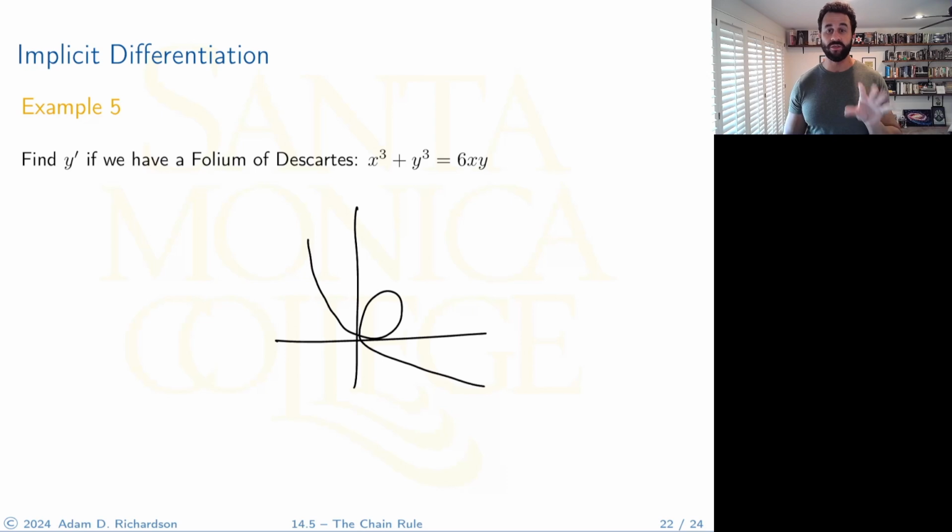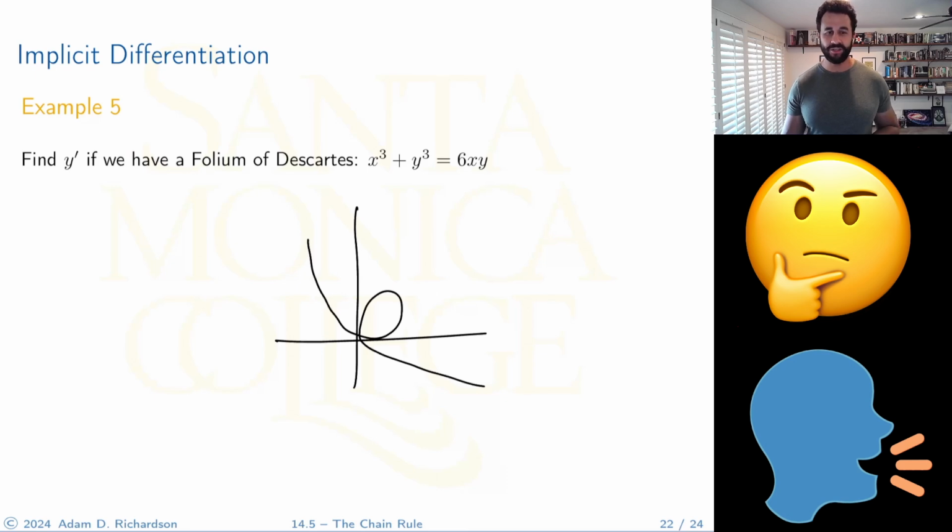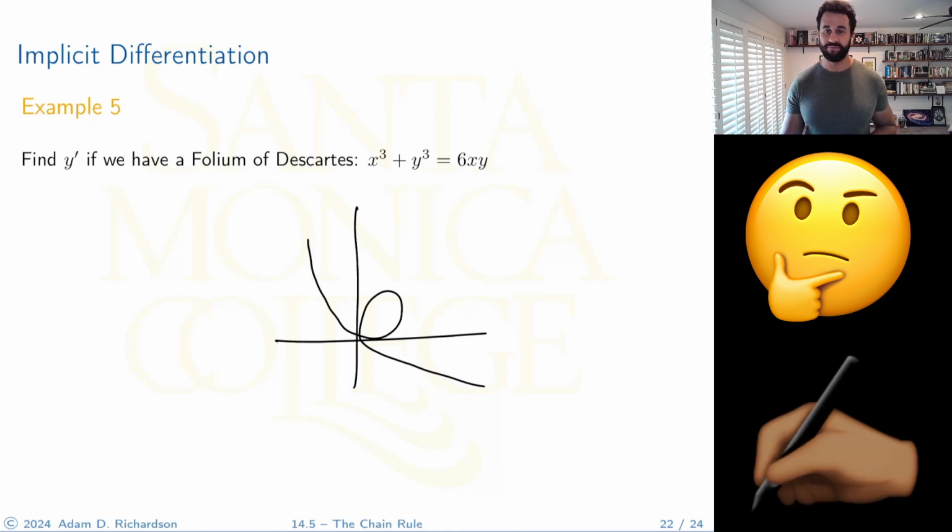Now what I want you to do is to try to use this theorem that we just had, the implicit function theorem for 2D. So think about how you would start. Say out loud what you're going to do first, and then try it out on your own. Use the implicit function theorem.